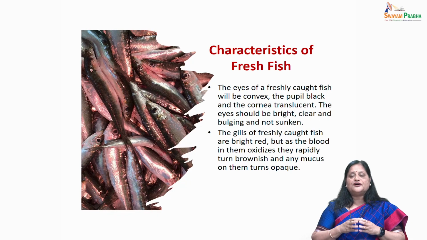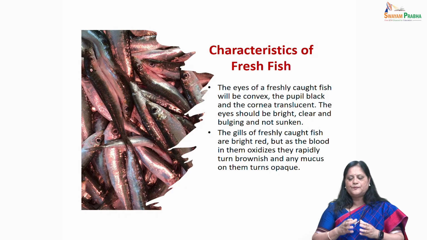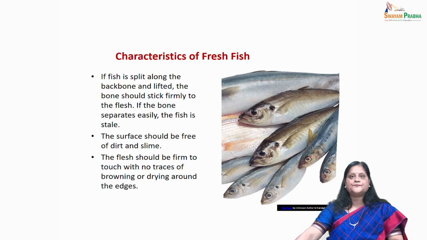The eyes of a freshly caught fish will be convex, the pupil black and the cornea translucent. The eyes should be bright, clear and bulging and not shrunken. The gills of freshly caught fish are bright red, but as the blood in them oxidizes, they rapidly turn brownish and any mucus on them turns opaque.